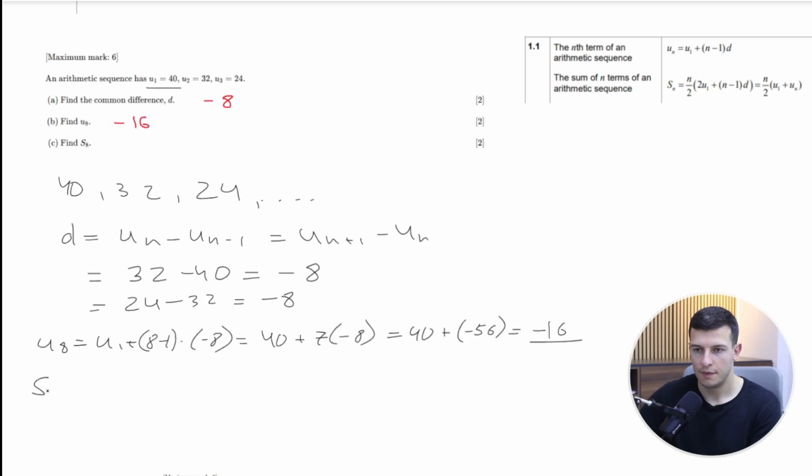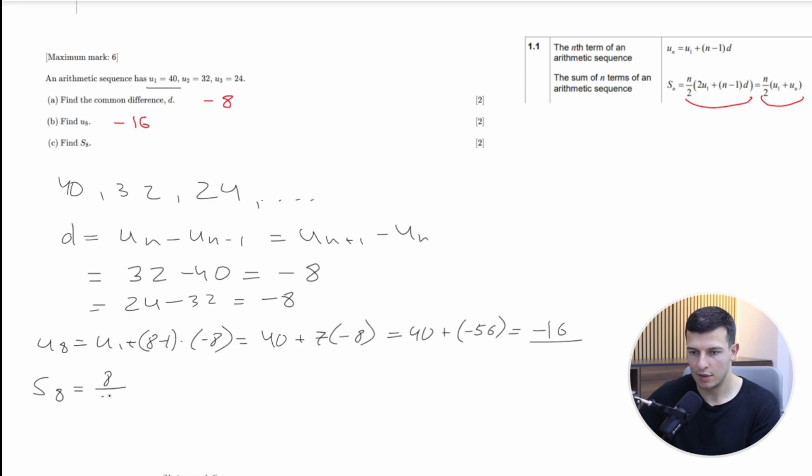Last one, S8. Again, this is a good example because we said we have two formulas for Sn. And if you already know what your Un is, which in this case is U8, then the second formula might make your life easier. So let's use that.